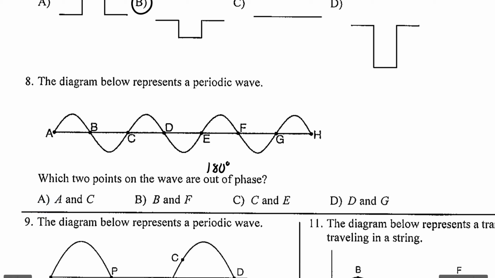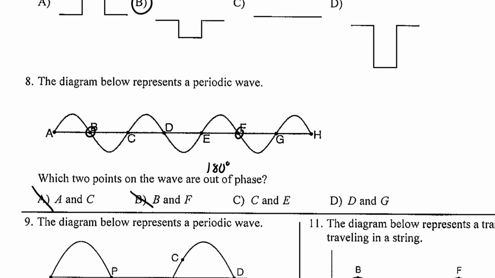Oh, A and C would not be it, right? We want it to be out of phase. So how about B and F? So B is here, the slope is going down. F is here, the slope is going down. These are in phase with each other. How many cycles apart? They're 2 full cycles apart. If they were like 1.5 cycles apart, I would say they were out of phase. But since they're full cycles apart and they're at the same position again, they're in phase.